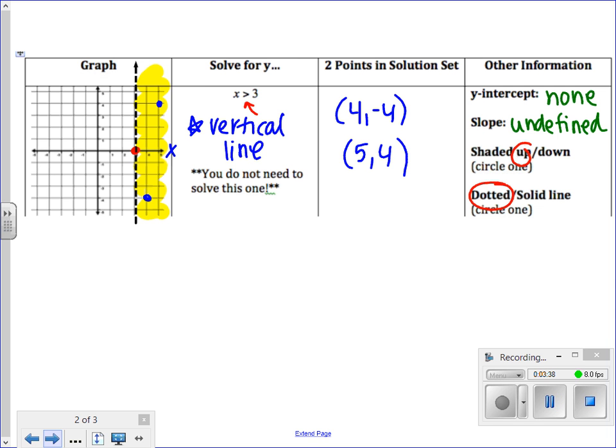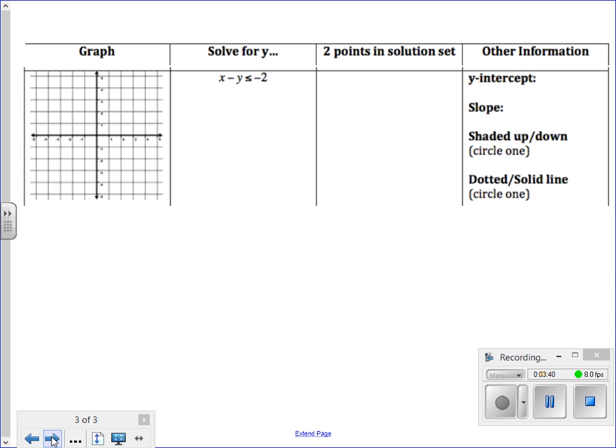Our very last problem I'm going to do for you is the third problem on the back. I'm going to solve for y. I have x minus y is less than or equal to 2. So to solve for y, I start by putting my line down. And I need to move the x. So I go ahead and subtract x from both sides. When I do this, I end up with -y less than or equal to 2 minus x.